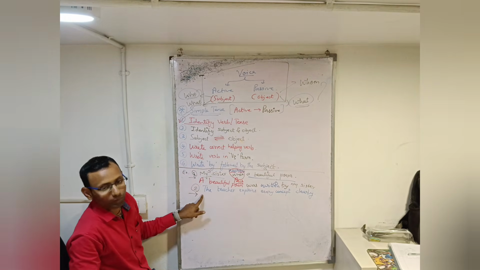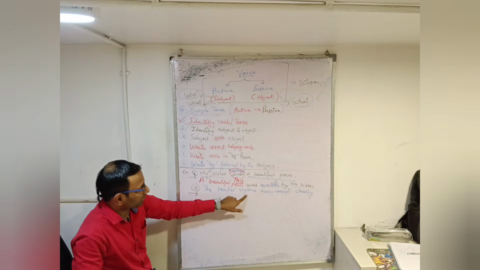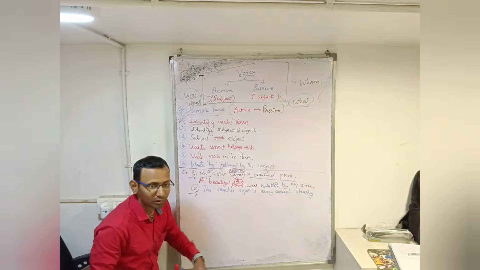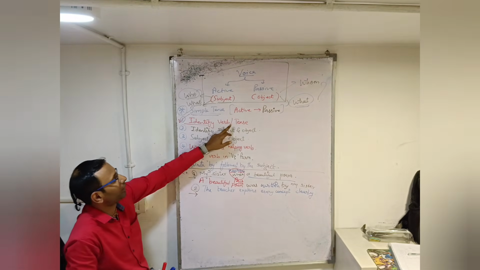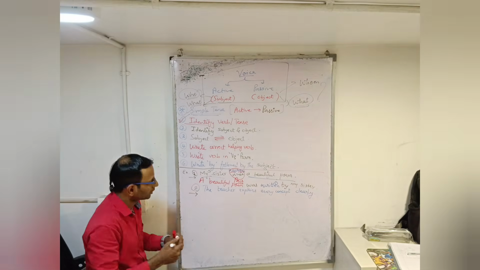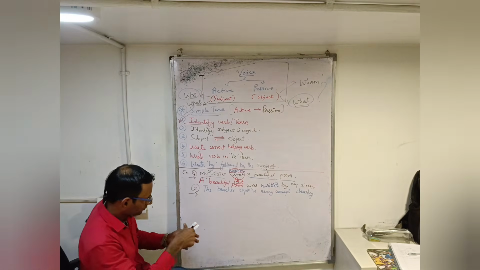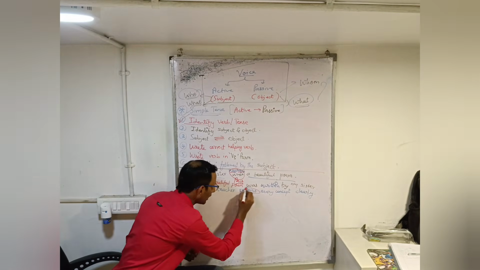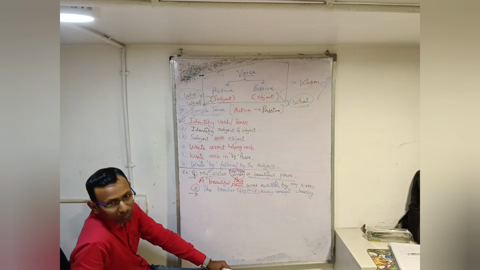For example, the second one, the teacher explains every concept clearly. What is the first step? Identify the verb and tense. Which is the verb here? Explains. Explains is present tense or past tense?